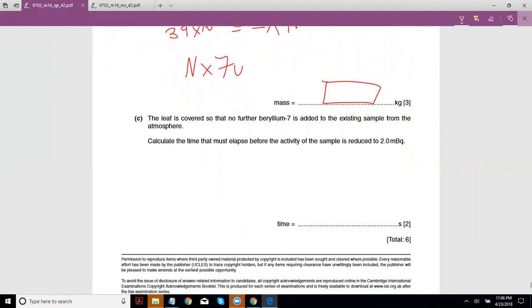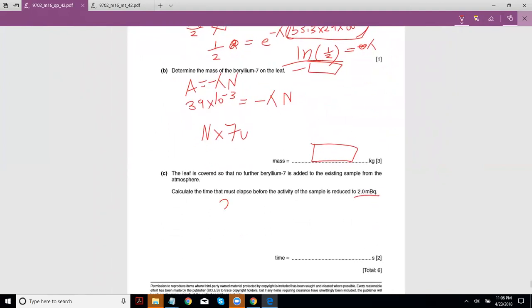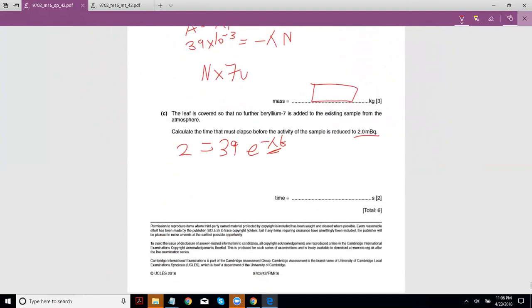The leaf is covered so that no further beryllium-7 is added to the existing sample from the atmosphere. Calculate the time that must elapse before the activity of the sample is reduced to 2. Very simple, just input into the formula. Earlier it was 39, now we want 2, and you want e to the minus lambda t. You don't need to convert because it cancels on both sides. You have lambda, T is the unknown. You solve for that and you get T. Good, and that's basically it for this paper. Bye bye.